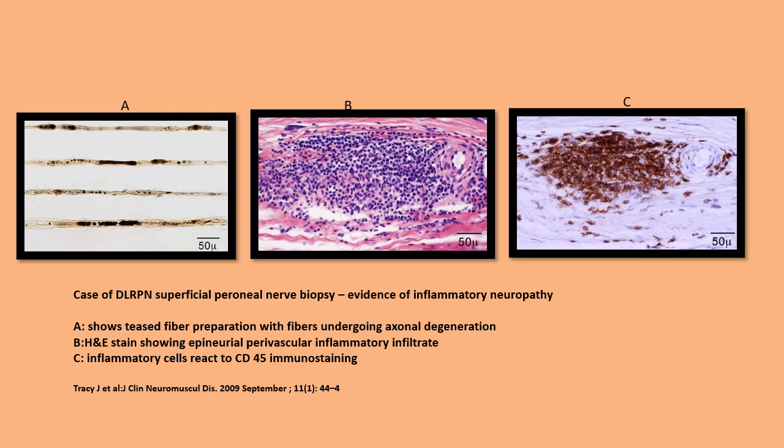This figure shows a case of DLRPN and superficial peroneal nerve biopsy showing evidence of inflammatory neuropathy. Figure A shows a teased fiber preparation with fibers undergoing axonal degeneration. Figure B shows an H&E stain showing epineurial perivascular inflammatory infiltrate. Figure C shows inflammatory cells that are reacting to CD45 immunostaining.